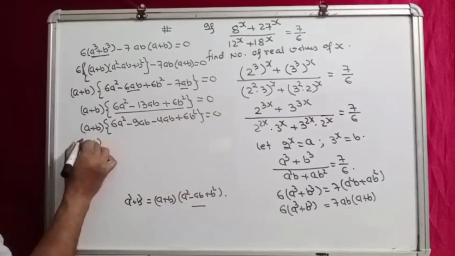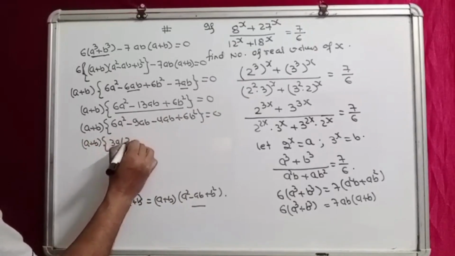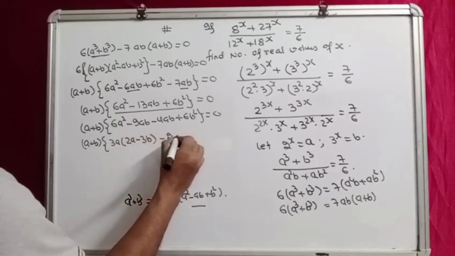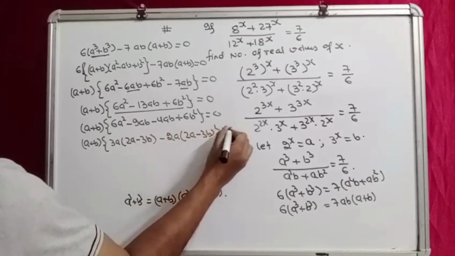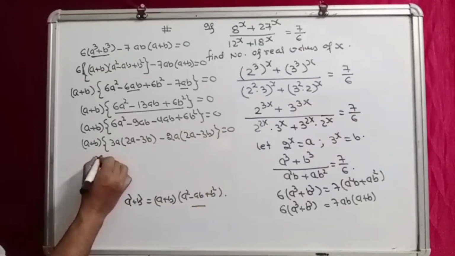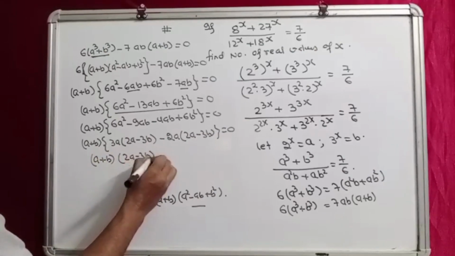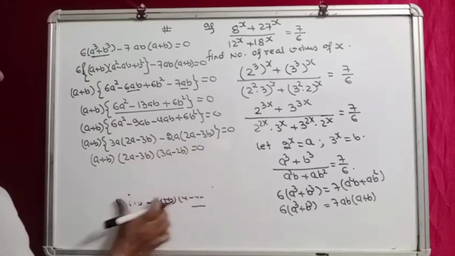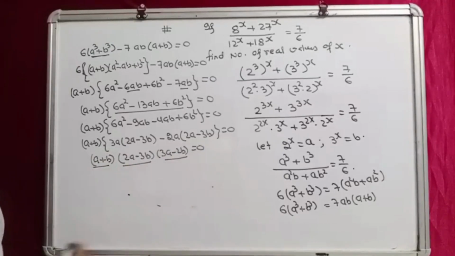A + b here, taking 3a common, 2a minus 3b, minus 2b common, 2a minus 3b equals 0. So a + b, taking common 2a minus 3b into 3a minus 2b equals 0. Now three terms are there and their product is equal to 0.